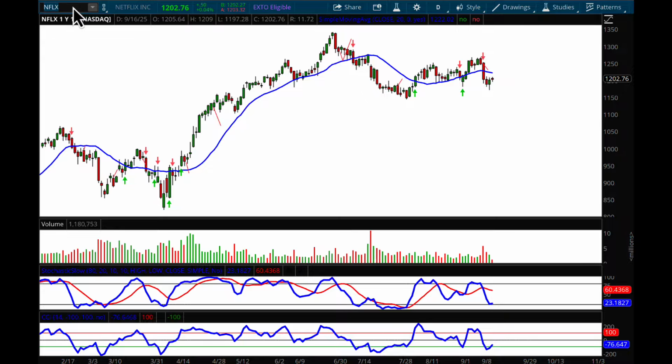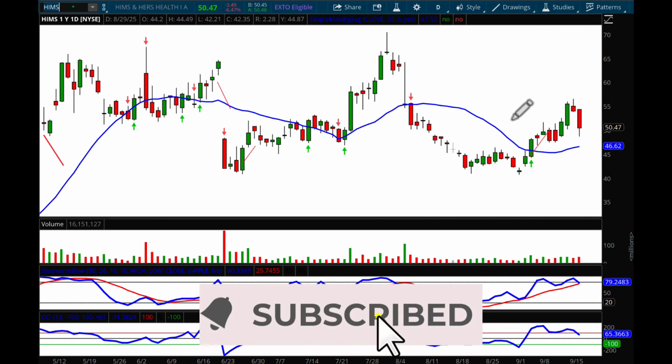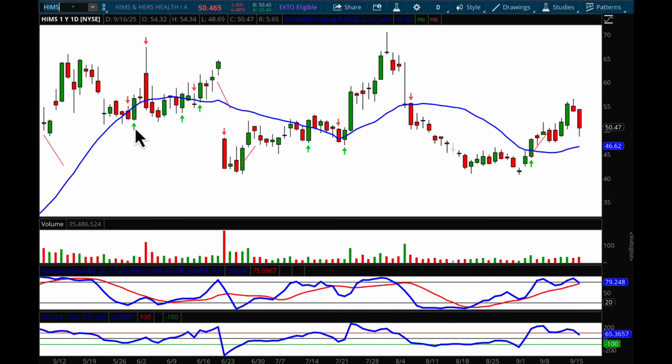Now here's another one, HIMS. This is a pretty volatile stock, and I want to show you what could happen at certain times when the stock is going sideways. Now follow me here. Here's an up arrow. The very next day, it went a little bit higher. And then the next day after that, it gapped up big, traded higher, and then closed below that 20-period moving average. So this may have been a very short-term trade.